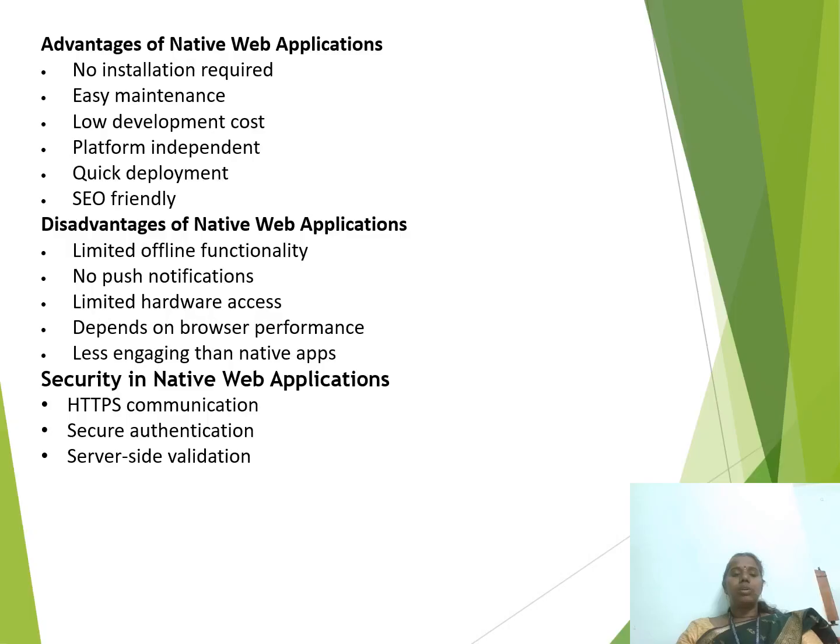And the second one, no push notification, in a traditional web app. A traditional web app cannot send push notifications like a mobile app. Modern progressive web apps support it, but basic web apps do not. This reduces user engagement. And the third one, limited hardware access. Compared to native mobile apps, web apps have limited access to camera, GPS, Bluetooth, sensors. Although modern APIs improve this, it is still not full access.